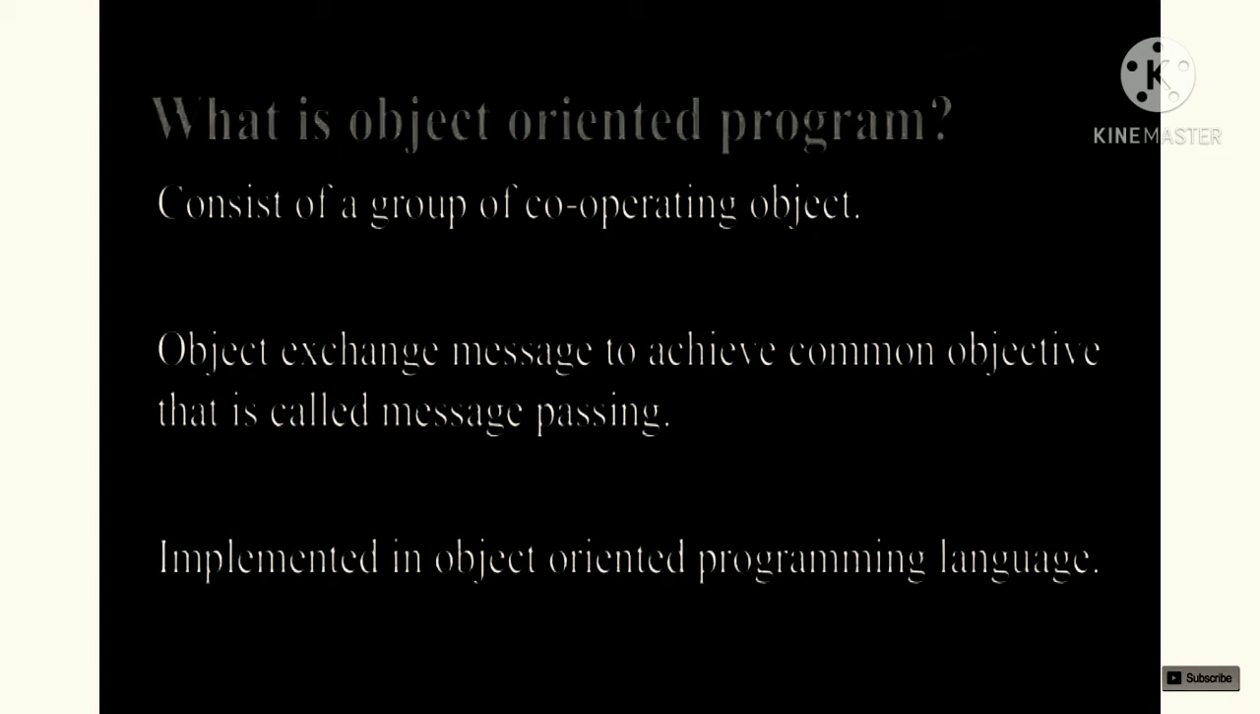Without class we cannot invoke reusability in the object oriented programming language. So class is a very important term in object oriented programming, and object is also a very important term, because we are working surrounding the object. A class consists of a group of operating objects.